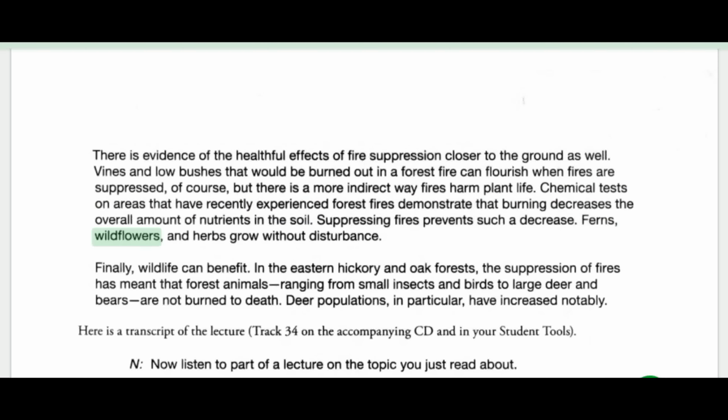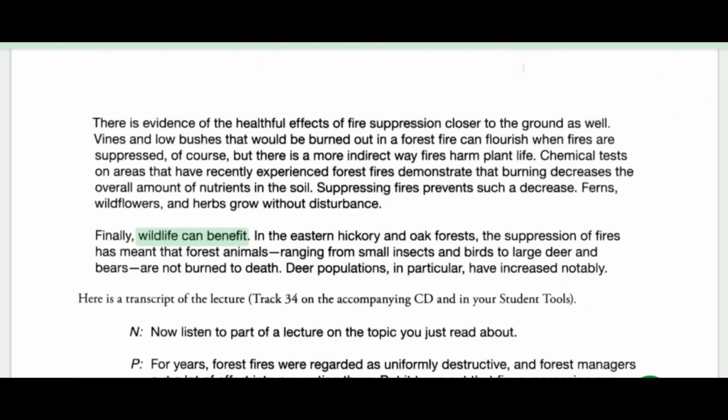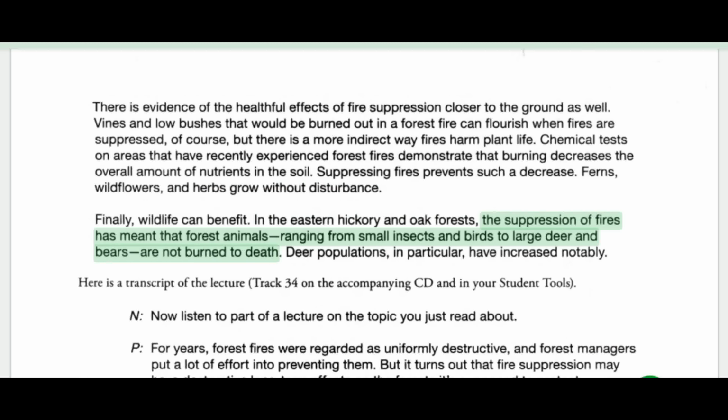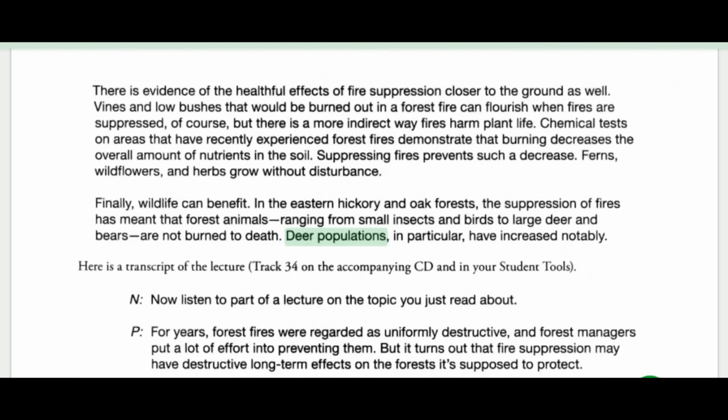Ferns, wildflowers, and herbs grow without disturbance. Finally, wildlife can benefit. In the eastern hickory and oak forests, the suppression of fires has meant that forest animals, ranging from small insects and birds to large deer and bears, are not burned to death. Deer populations, in particular, have increased notably.